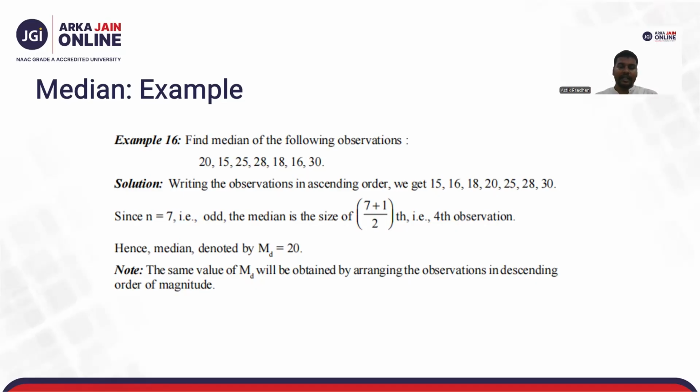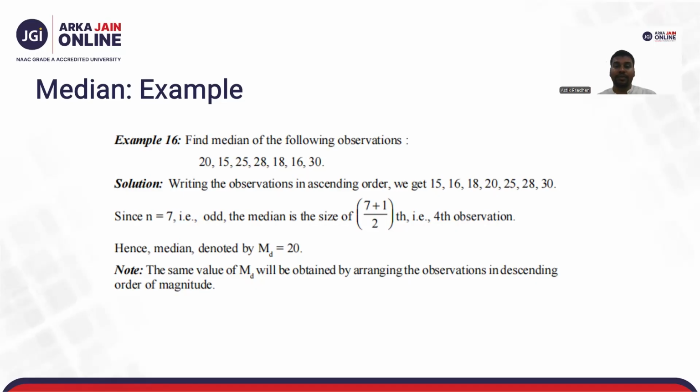30. Since n is 7 here, that is odd. Now the median is the size of (n plus 1) divided by 2, that is 7 plus 1. What is 7 plus 1? 7 is the total number of data points, as you can see: 20, 15, 25, 28, 18, 16 and 30. That means 7 plus 1 divided by 2. So that is how much?